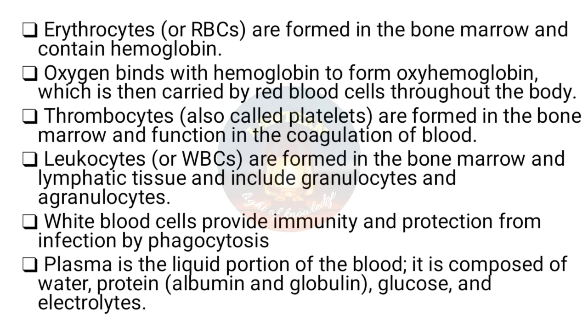Erythrocytes or RBCs are formed in the bone marrow and contain hemoglobin. Oxygen binds with hemoglobin to form oxyhemoglobin, which is then carried by red blood cells throughout the body. Thrombocytes, also called platelets, are formed in the bone marrow and function in the coagulation of blood. Leukocytes or WBCs are formed in the bone marrow and lymphatic tissue and include granulocytes and agranulocytes. White blood cells provide immunity and protection from infection by phagocytosis. Plasma is the liquid portion of the blood. It is composed of water and protein. These are albumin and globulin, and glucose and electrolytes.